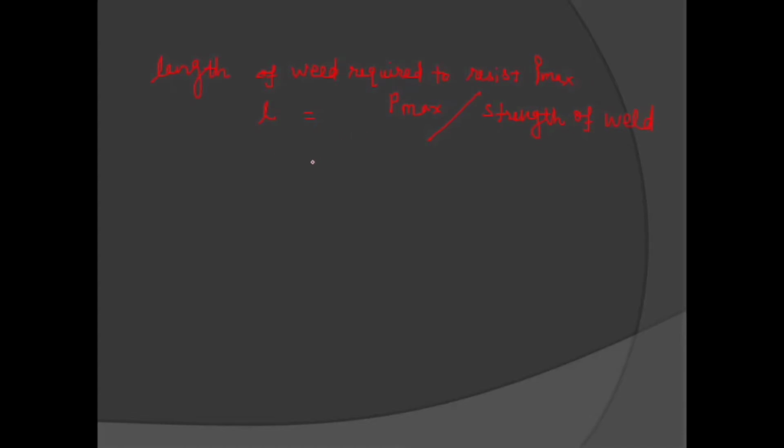Now P maximum was 150 into 10 power 3, divided by the strength of weld, that is 654.5 Newton per mm. So our final units will be mm, and after calculation I found the value equals 229.18 mm, is our answer. So let's match the answer with the given options.